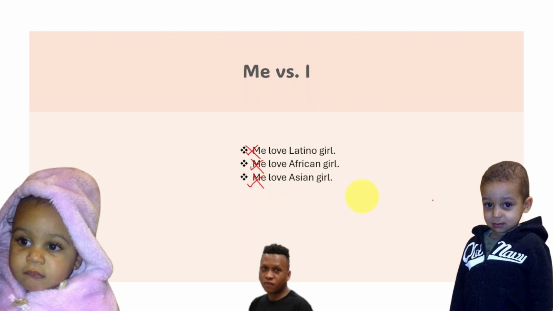You say, I love Latino girl. I love African girl. I love Asian girl. Okay? So, this one, we use this one. I love Latina girl. I love African girl. I love Asian girl. Okay? That's how we use it. Me love Latina girl, wrong. Me love African girl, wrong. Me love Asian girl, wrong.